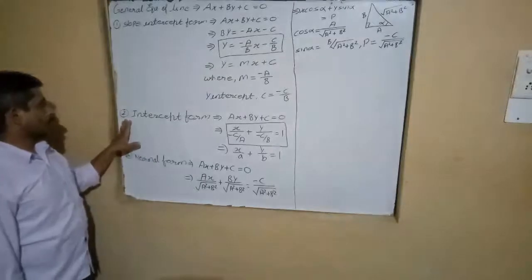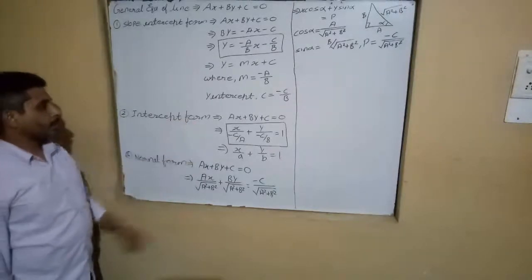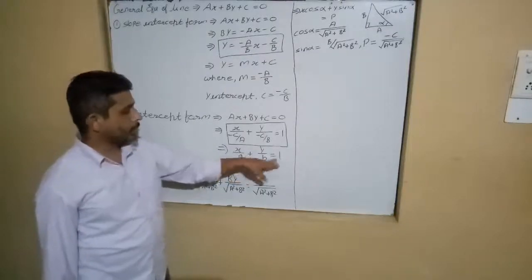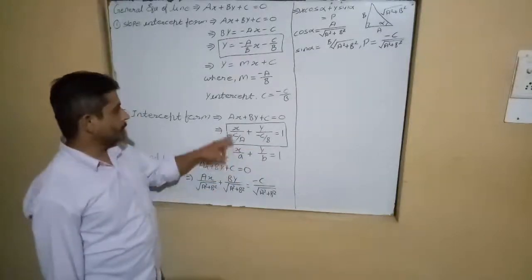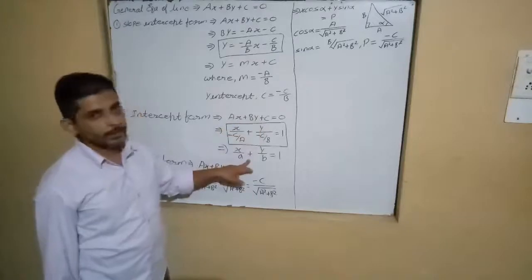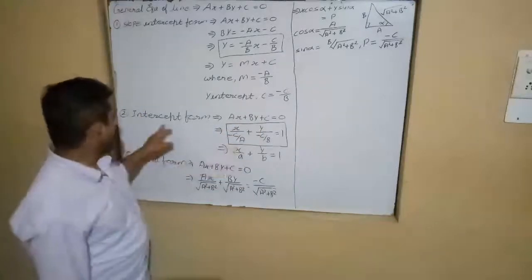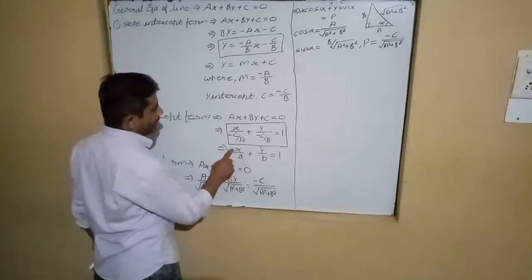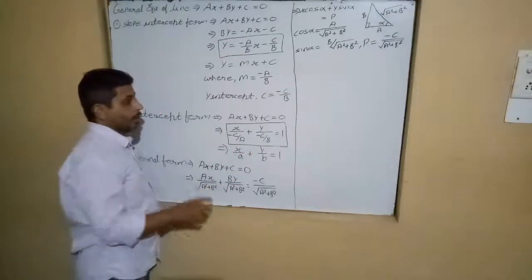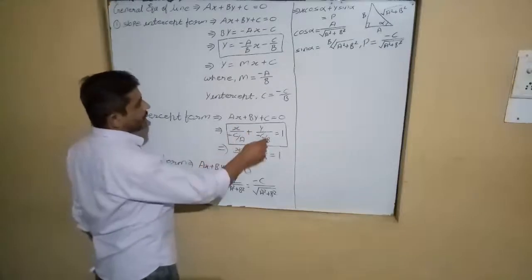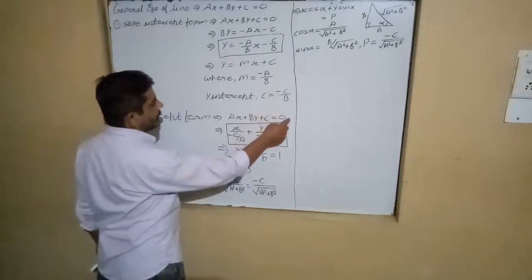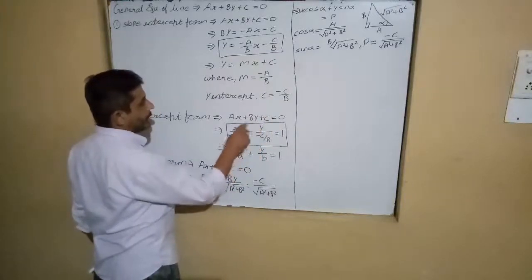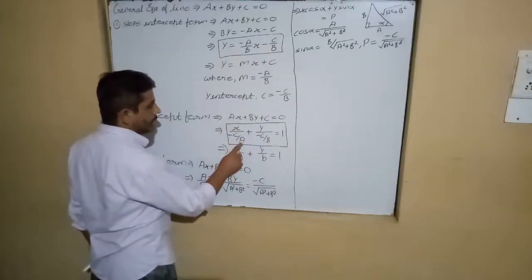Now we talk about the intercept form. What is the intercept form? X upon a plus y upon b is equal to 1. So how to reduce the general equation into this intercept form? Look at here. We need x and y alone in the numerator, so we do one thing. We transpose the c here, so it becomes minus c. Then we divide by minus c.